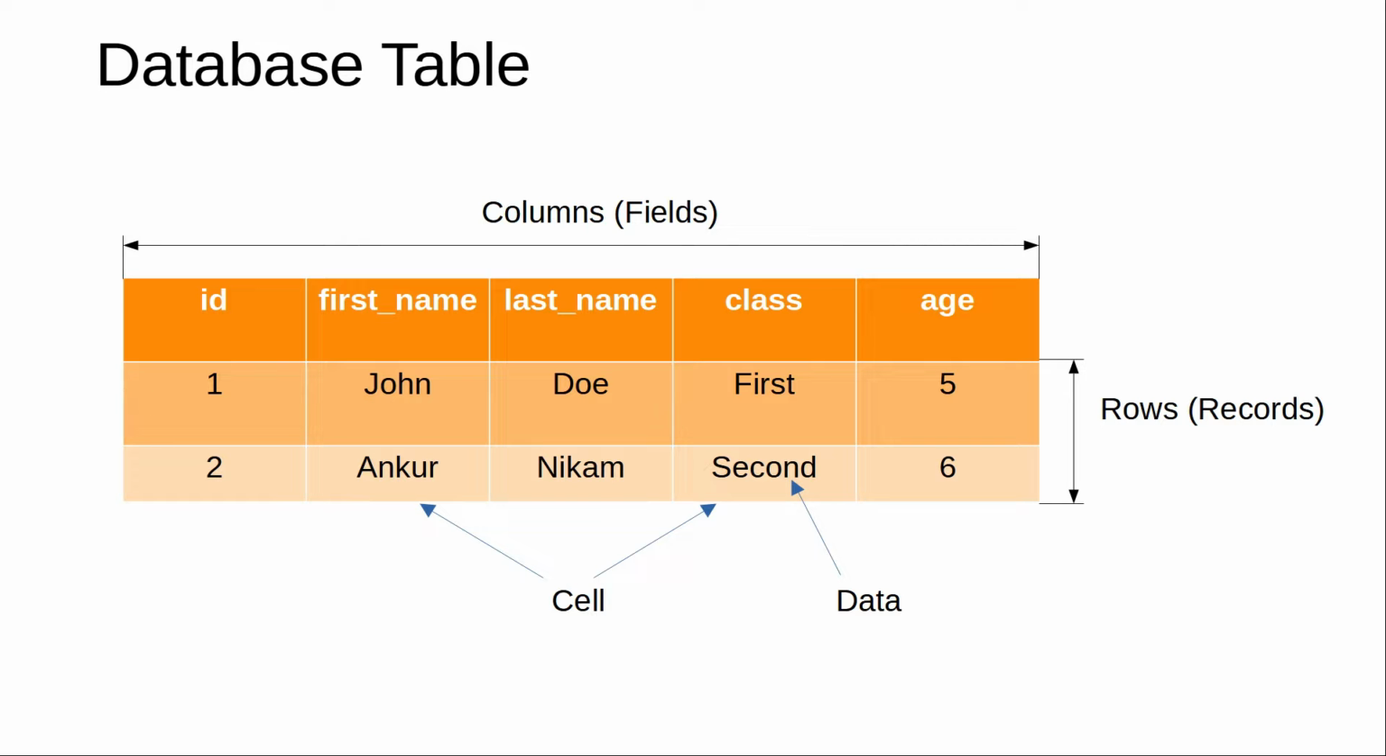A cell is a unit where a column and row intersect and the values are stored inside cells. Database tables have a specified number of columns, but it can contain any number of rows. A single database can contain multiple tables, but each table name must be unique.